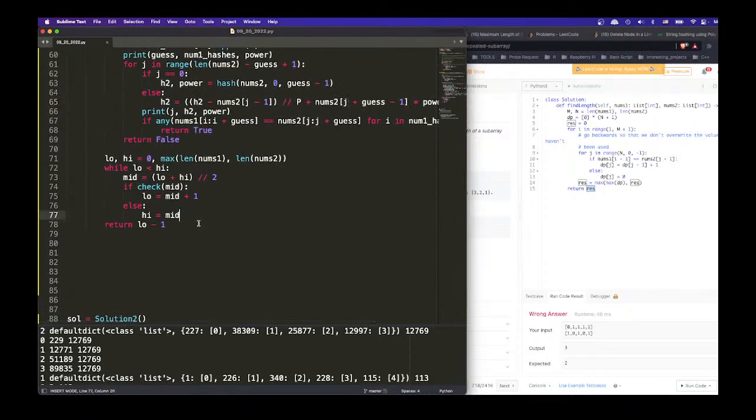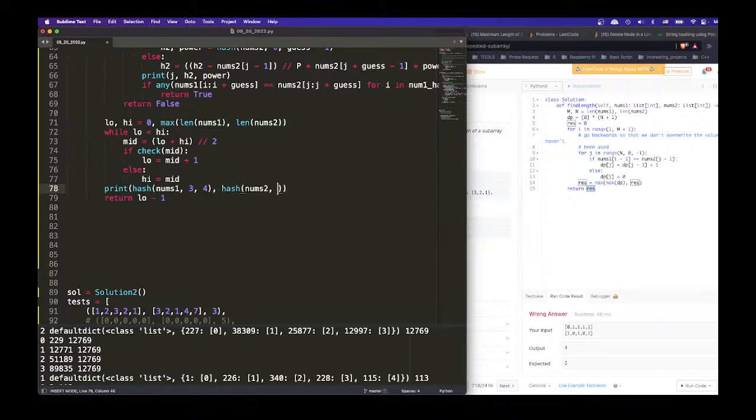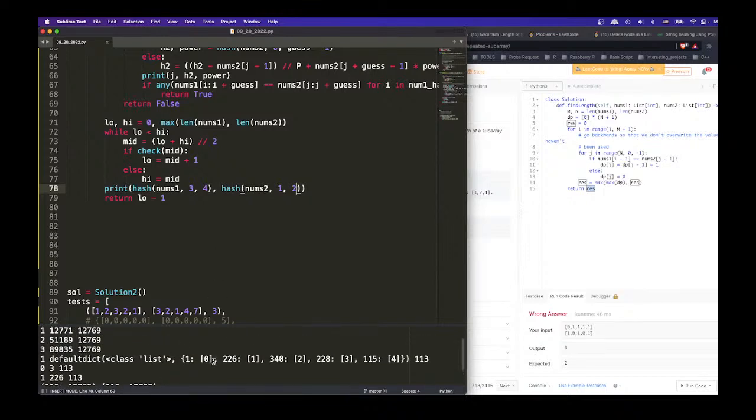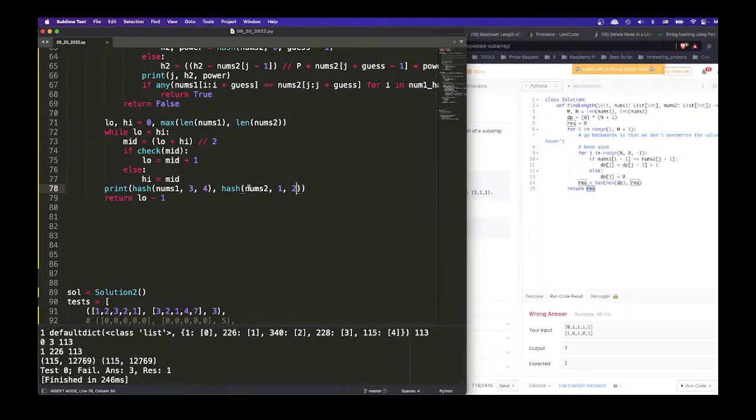So what's 2, 1? 2, 1. 3, 0, 1. Yeah, this and this are not the same. 1, 2, 3. 3, 4. 1 to 2. 1, 1, 5. Hmm? What?